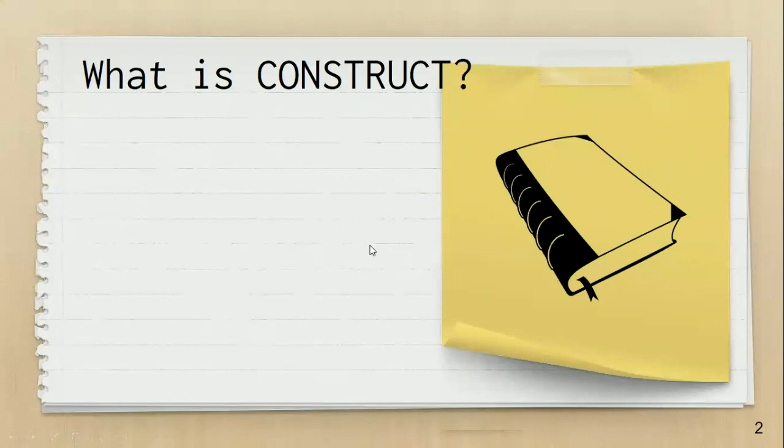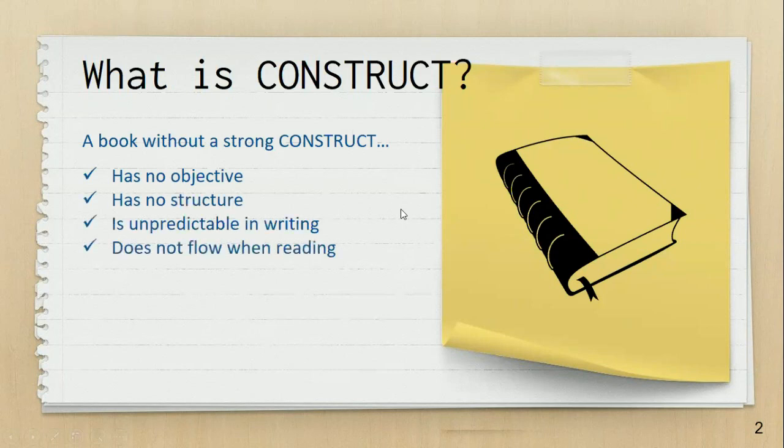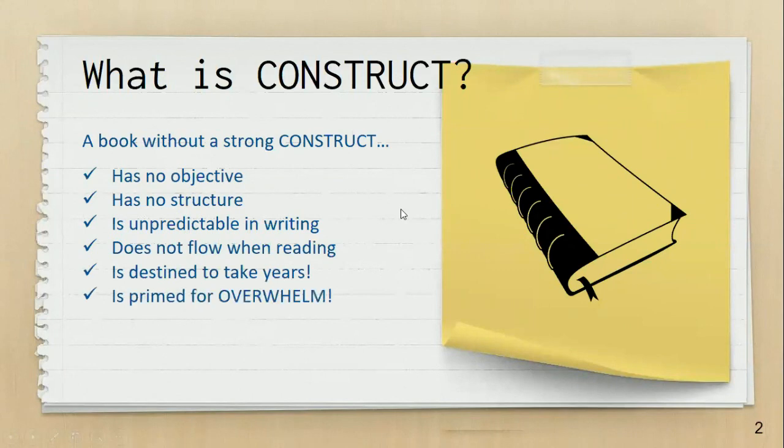So just as a reflection and review, I'm not going to go into this deeply, I'm just going to go through this quickly. What is Construct? A book without a strong construct has no objective, has no structure, is unpredictable in writing, does not flow when reading, is destined to take years, and is primed for overwhelm.